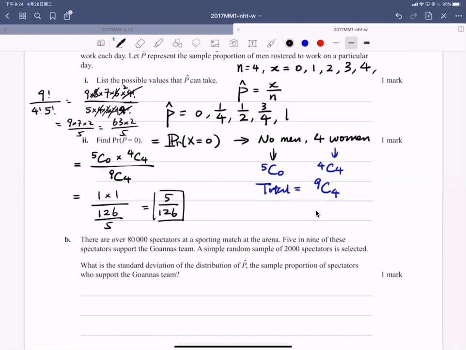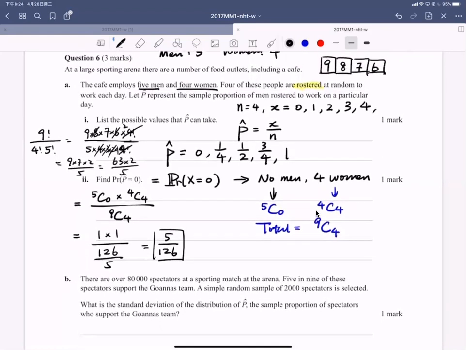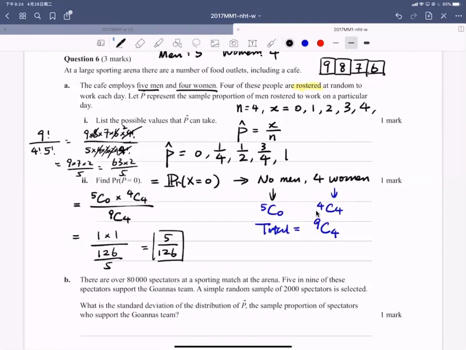Did I get the right answer? Let me have a quick check. Yes, 5 male, nothing, times 4 out of 4 female divided by 9 choose 4. Must be something. Right, I see where I went wrong. Let me have a look.